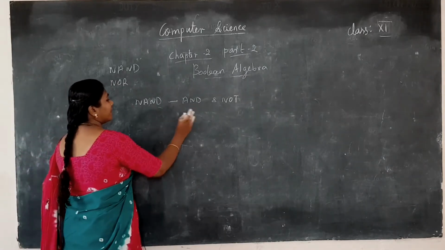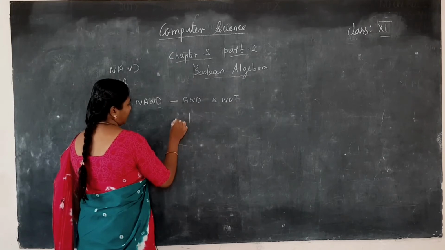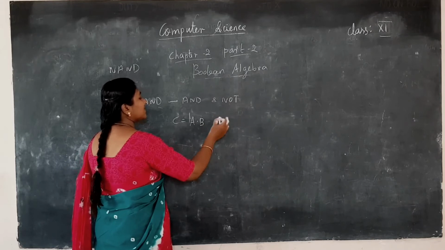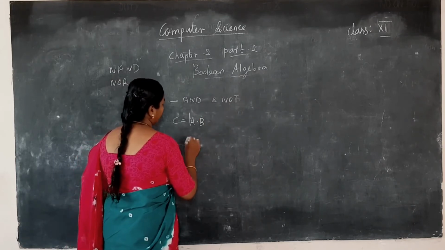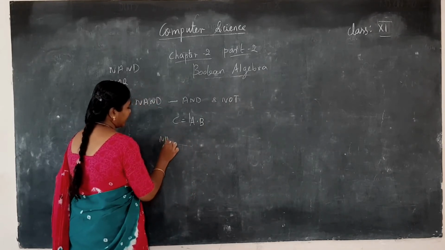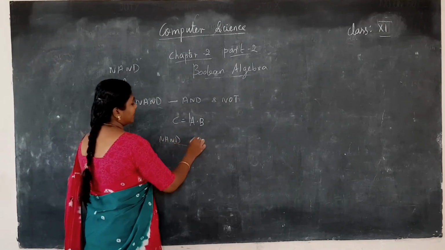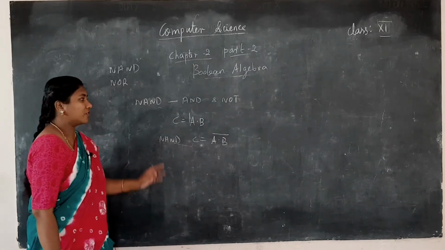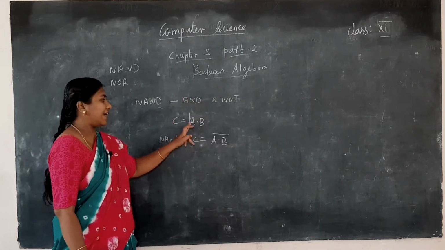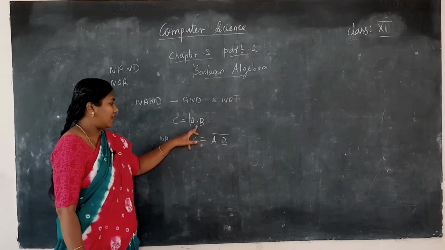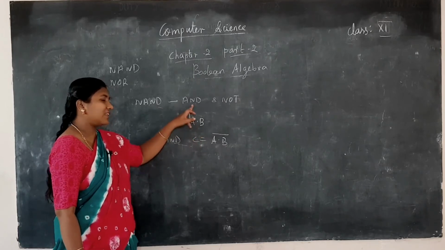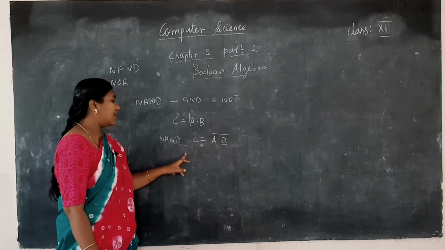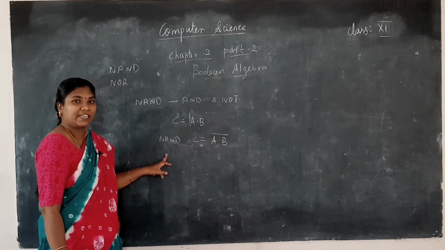You know very well that for AND, C is equal to A dot B. NOT means complement. Therefore the NAND gate will have C equal to A dot B bar, the NOT of AND. That is the working process of the AND one, A dot B, and NOT means the bar of A dot B. So that will be the NAND gate.